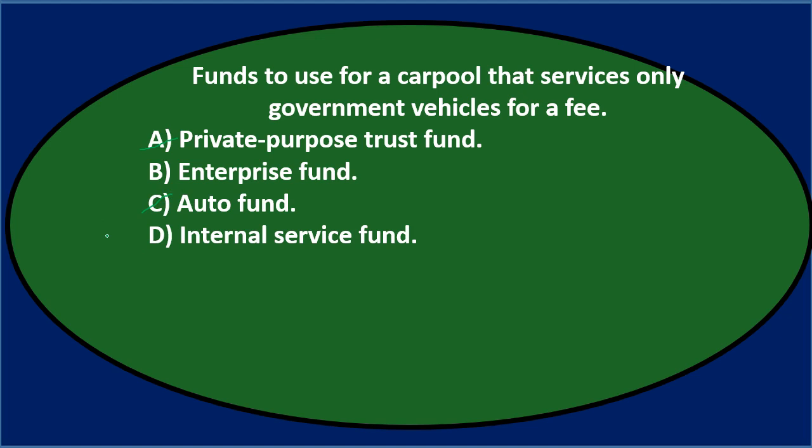So remember the groupings we have: the governmental funds, the fiduciary funds, and the proprietary funds. And within those proprietary funds, we have these two kinds, the enterprise fund and the internal service fund. Now of these two, the question says a carpool that services only government vehicles for a fee. So there's a fee, there's a customer activity, therefore proprietary fund, but it's not to external users outside normal citizens, but to internal government people, employees of some kind, and therefore it's going to be an internal service fund. So there's a fee, but it's to internal folks, and therefore D is going to be our final answer.